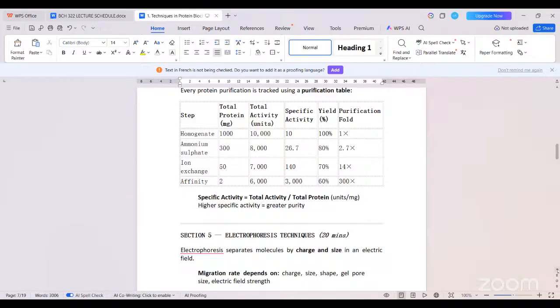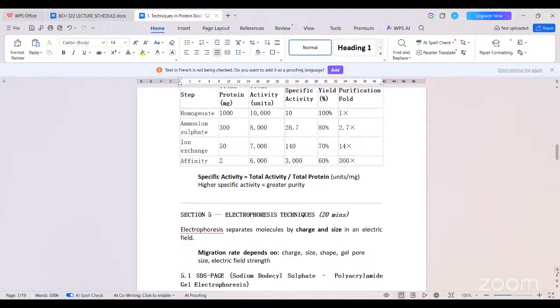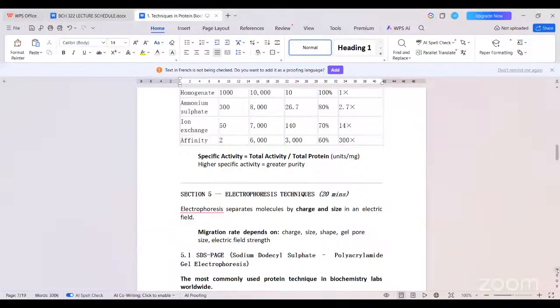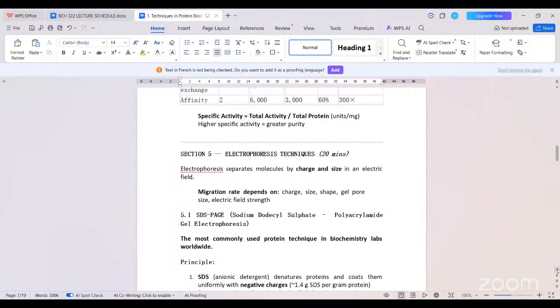Now, the next technique for purification of protein is electrophoresis. An electrophoresis technique separates by charge. Then the next we'll be talking about is SDS-PAGE. That's sodium dodecyl sulfate polyacrylamide gel electrophoresis. It's a type of electrophoretic method commonly used in labs worldwide.